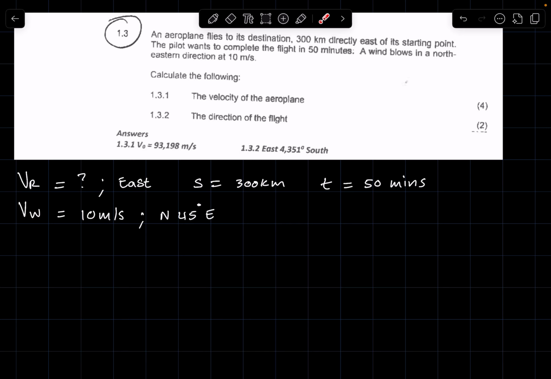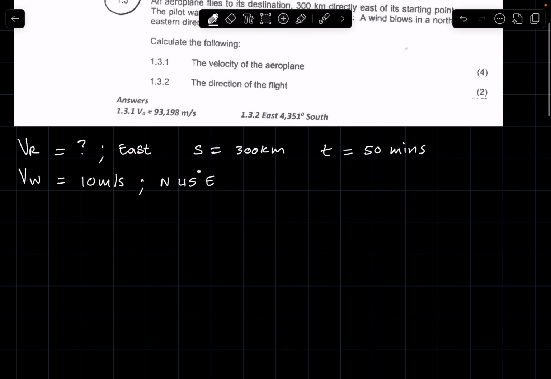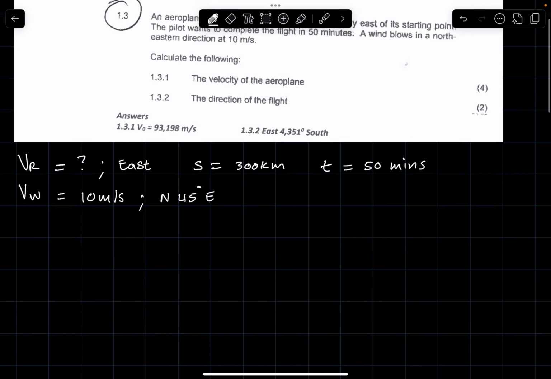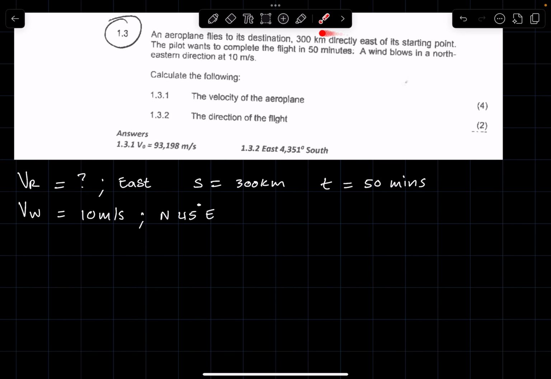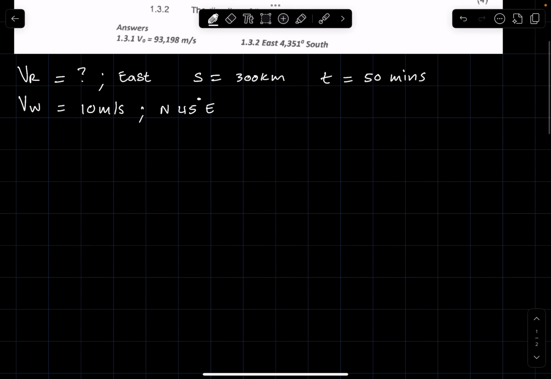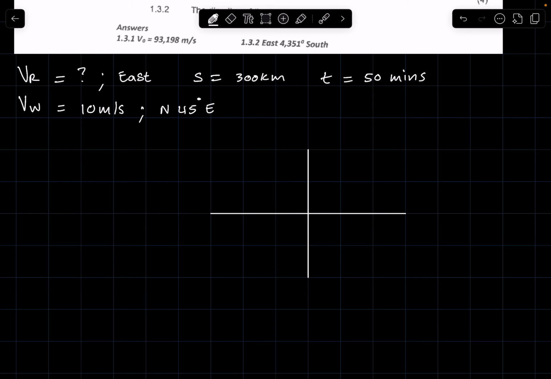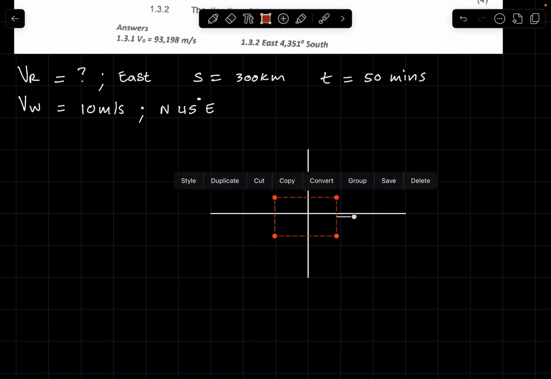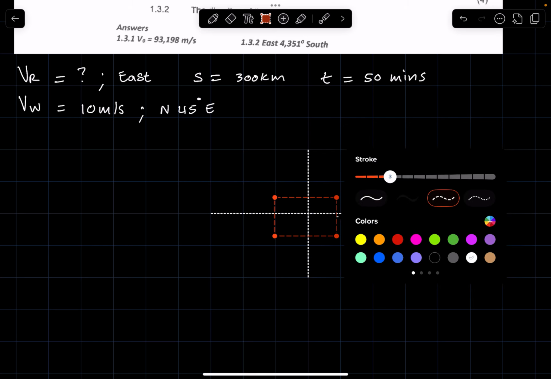Now, as far as calculations, they said calculate the following: 1.3.1, calculate the velocity of the aeroplane, right? Now, before getting to the questions, let us draw the schematic illustration of the story being told by our problem statement. So let's have a Cartesian plane, right? So we'll be using the vector diagram.